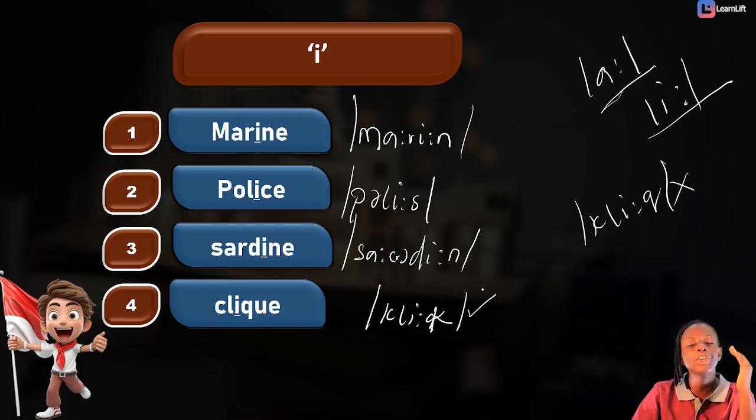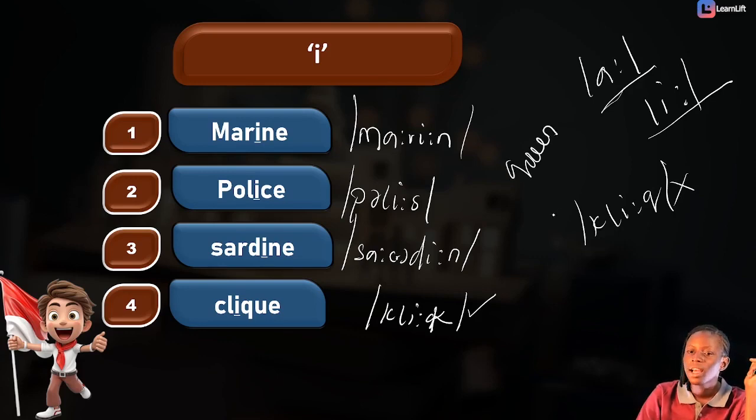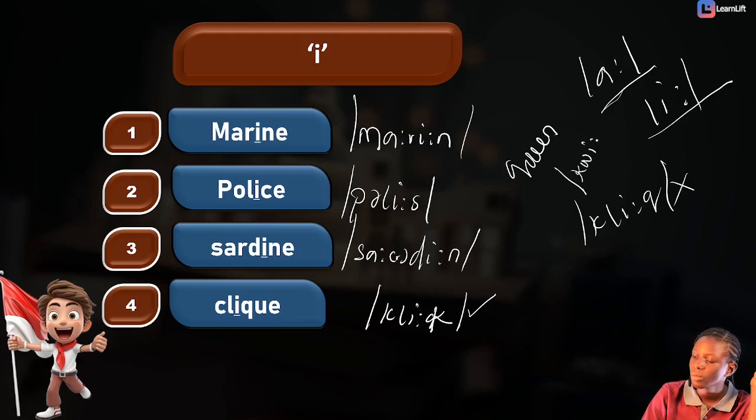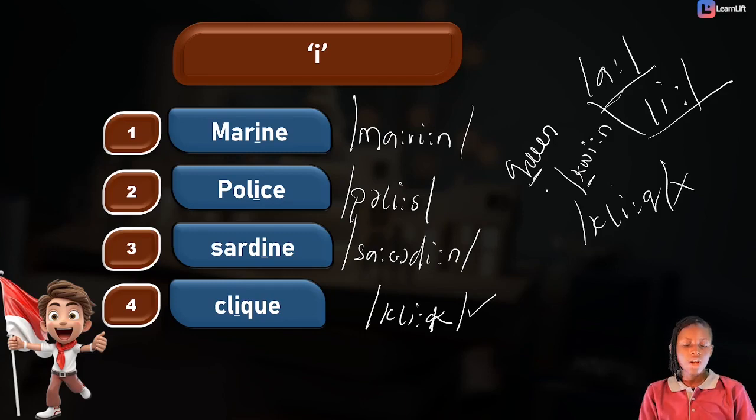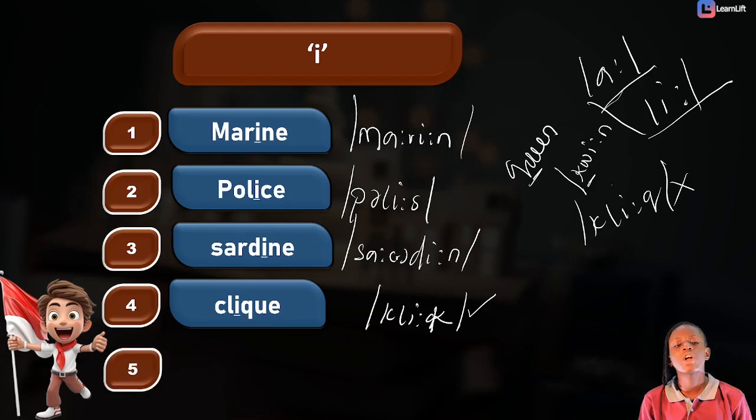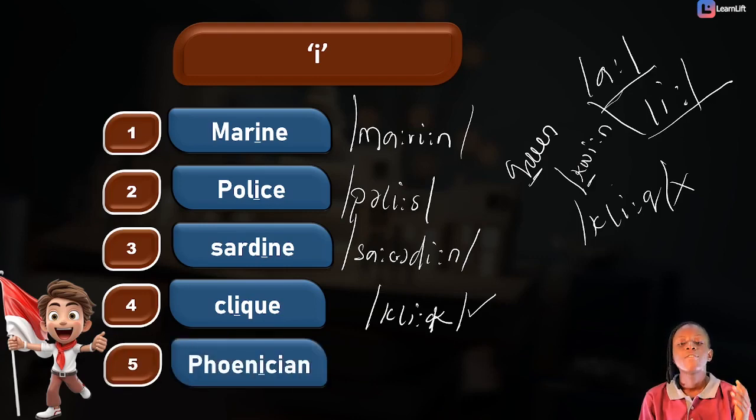Whenever I have Q, I have K automatically. Example, we have the word queen. Now my queen is transcribed as this. We have our K here where we have Q. Okay? Note that our Q is the same as K. There's nothing like Q in the 24 consonant sounds. Do not forget that, please. Moving on, we have Phoenician. My Phoenician is transcribed as this.